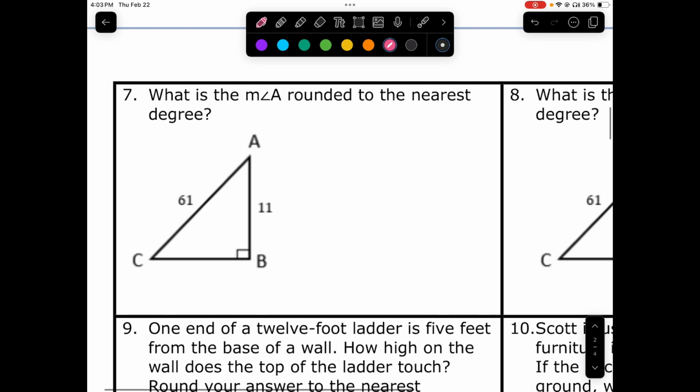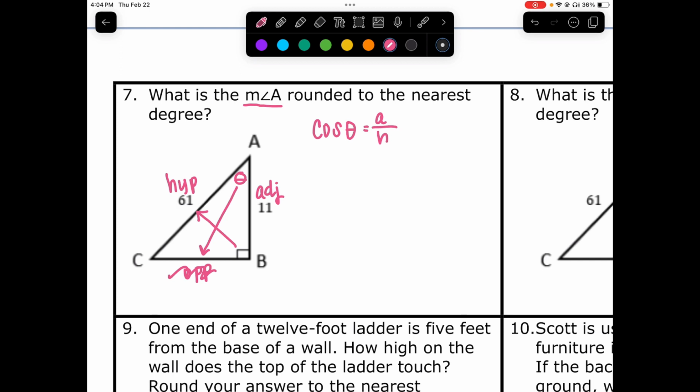Number 7, what is the measure of angle A rounded to the nearest degree? Since it's asking for angle A, we're going to put theta in angle A. Since that's theta, that means this is opposite, and opposite was blank, so we don't really need to worry about that. Across from the right angle is always the hypotenuse, and the other one is always adjacent. Since we're using hypotenuse and adjacent, that would be cosine.